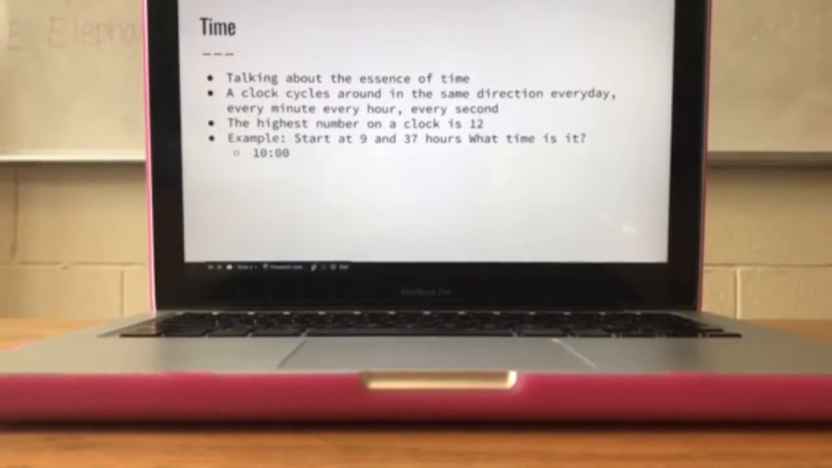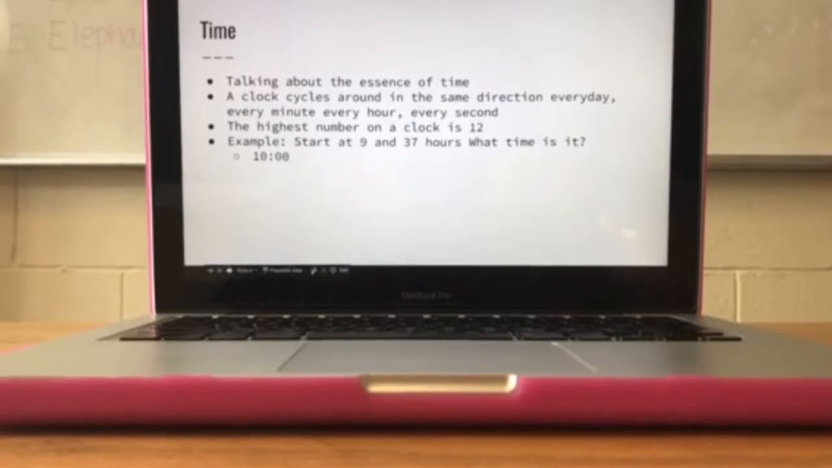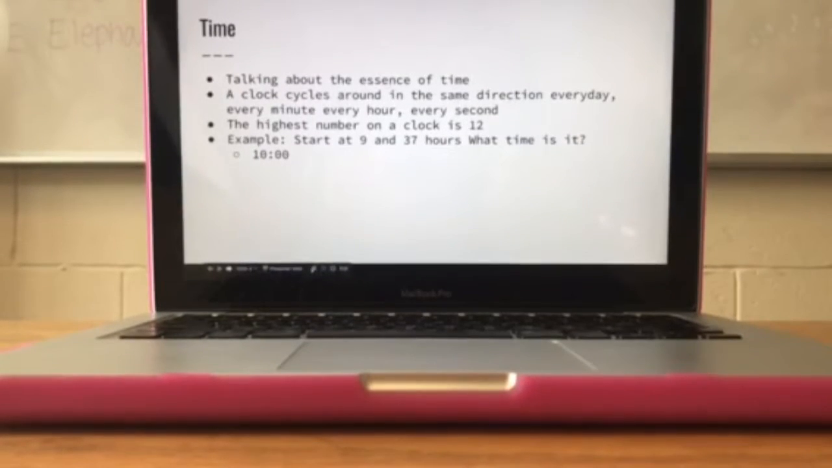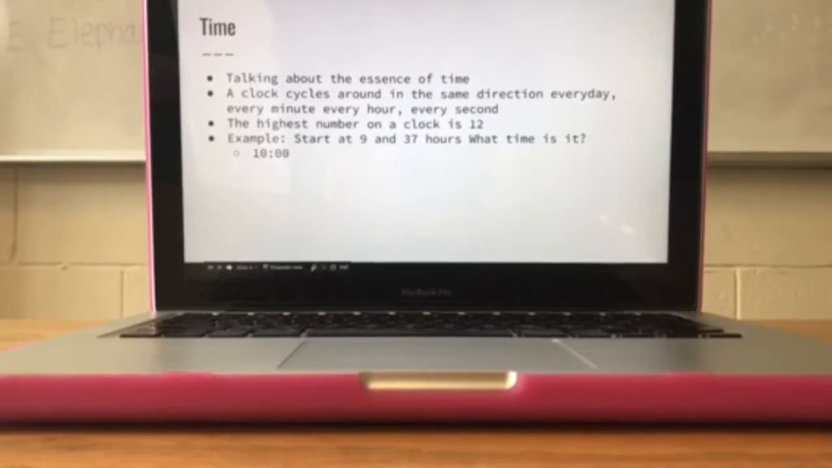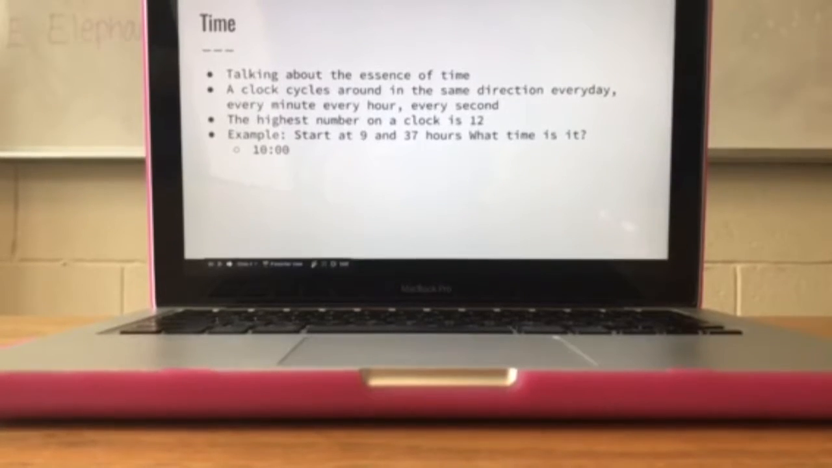Time. The first section in the book was talking about time, and it was talking about the essence of time. A clock cycles around in the same direction every day, every minute, every hour, and every second. The highest number on the clock is 12, and then it restarts to 1. An example is, if you start at 9 and you add 37 hours, what time will it be? It'll be 10 p.m.